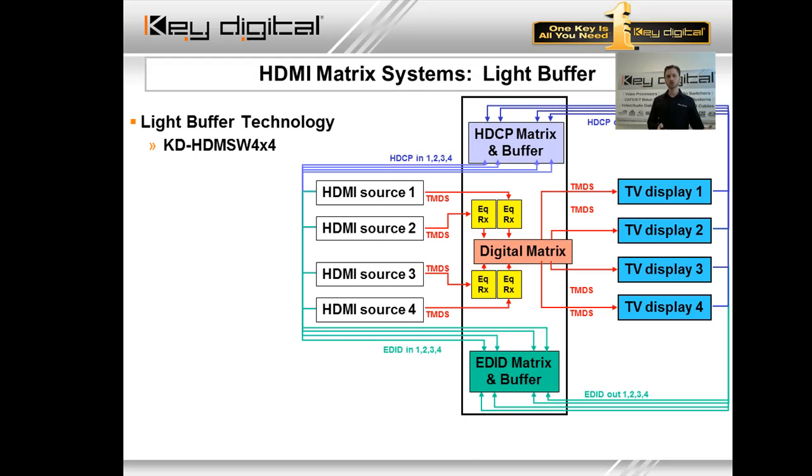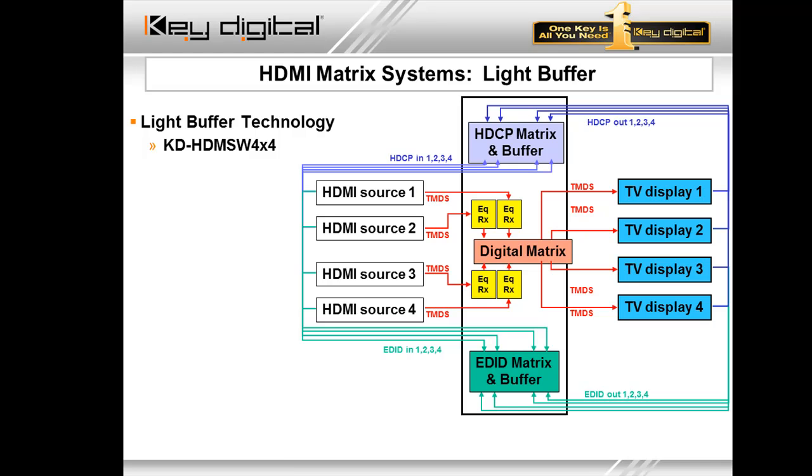Now let's look at, we talked about full buffer, let's look at light buffer technology that we utilize in the HDMSW 4x4. With the full buffer, you may recall, as we looked inside the matrix, these yellow squares, 2 sets on the Hercules and Digital IQ full buffer products. On the light buffer product, you only have 1.